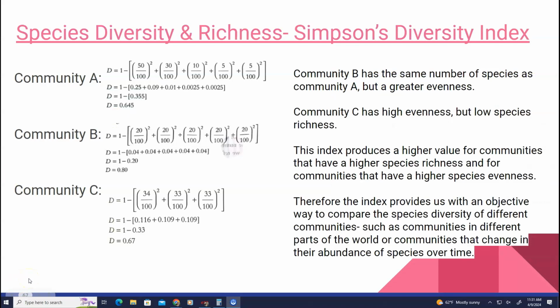The index will produce a higher value for communities that have a higher species richness, and for communities that have a higher species evenness. What we use this number for is that it gives us an objective way to compare the species diversity of different communities. We can look at communities in different parts of the world. We can even look at communities that change over time.